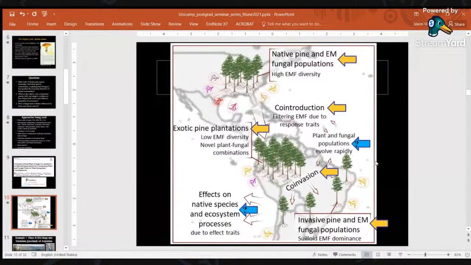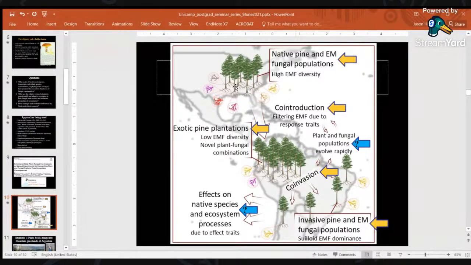A key figure from that paper, I think this is figure three, goes through some of what we do know and some of what we are hypothesizing and some of what we are wondering about this system. And I want to start from the top to set up this background. First of all, in native pine and ectomycorrhizal fungal populations, we generally see relatively high ectomycorrhizal fungal diversity in those systems in North America, in Europe, and Asia. And by high ectomycorrhizal fungal diversity, here we mean often upwards of 100 or more species of fungi associating with a particular pine species.